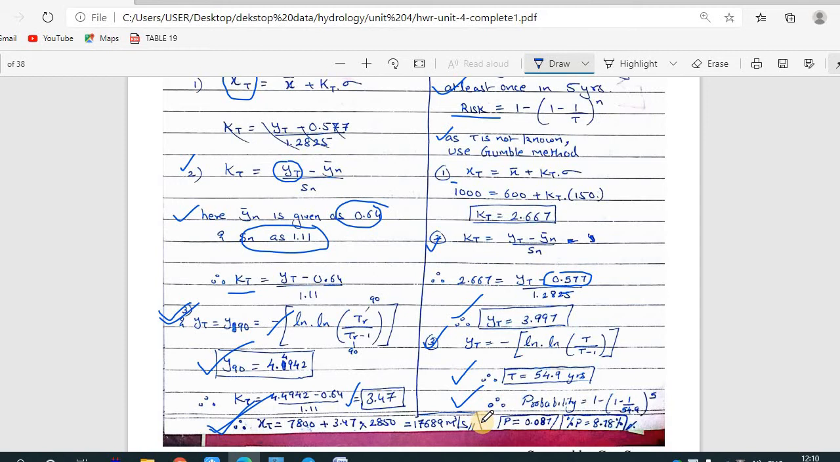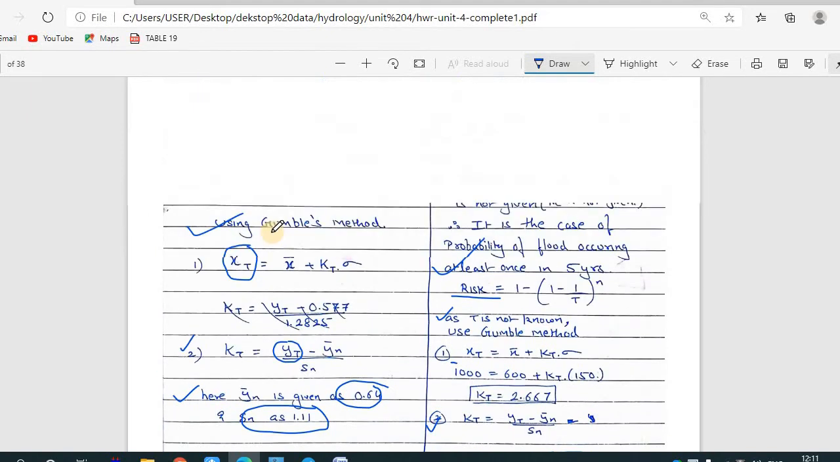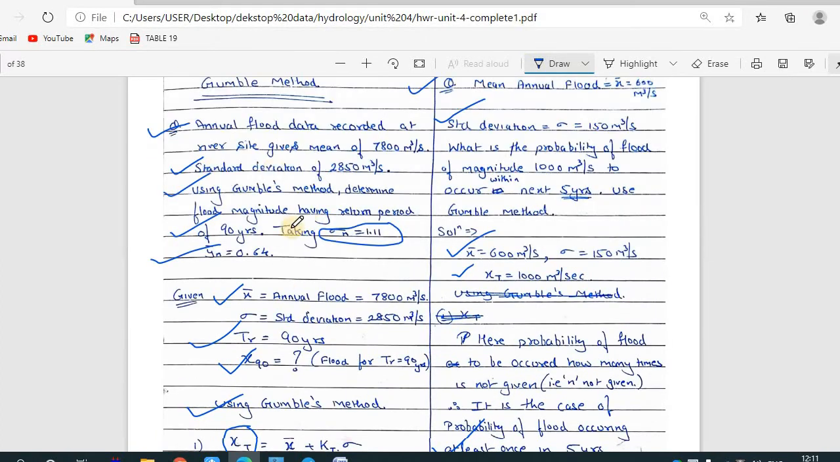That means the probability of occurrence of this much magnitude of flood in 5 years, the chances of occurrence, is 8.78% in 5 years. Okay, so it might ask you the magnitude, or it might ask you the risk or the probability. These two are the variations in your Gumbel's method.